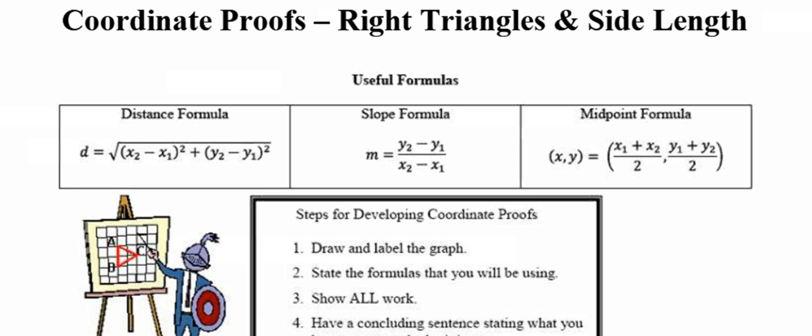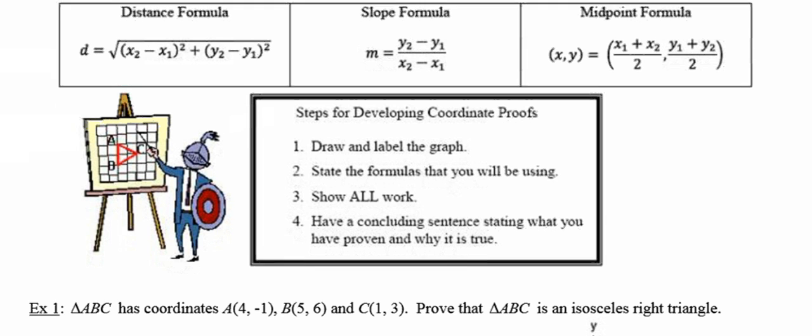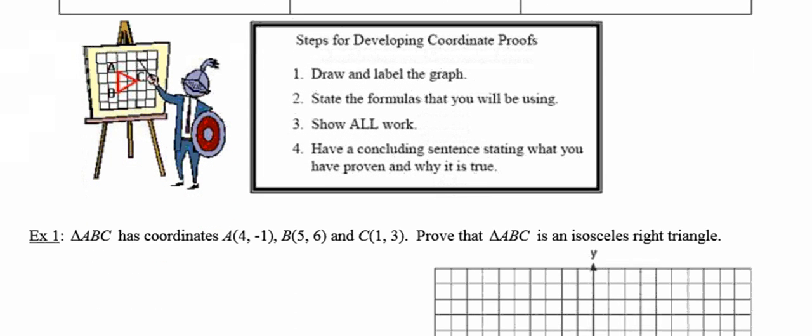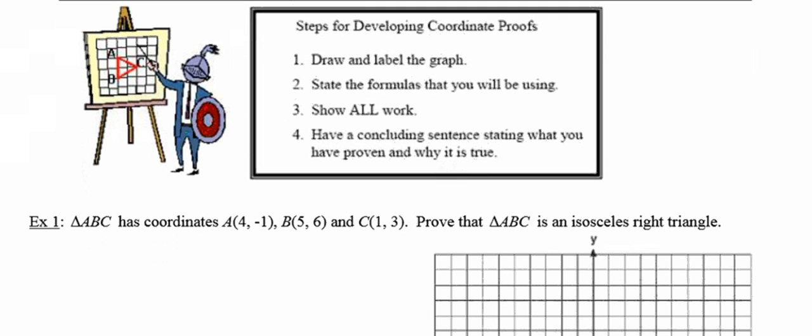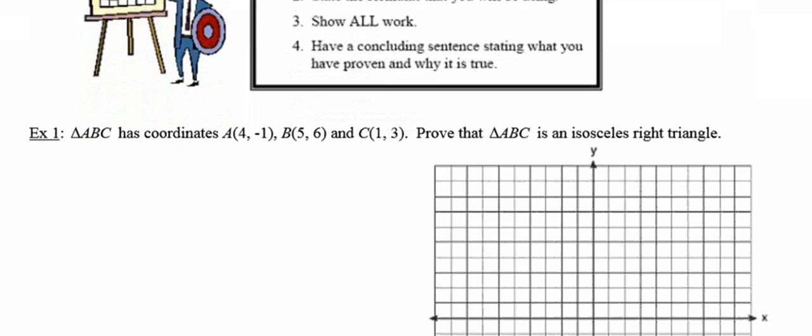Now, just like a couple days ago when you were introduced to the whole idea of coordinate proof, our steps today are going to be exactly the same. Draw and label the graph, state the formula or formulas that you'll use, show all of your work, and lastly, have a concluding sentence that states what you've proven and how come it has to be true. All right, so let's go ahead and jump right in.